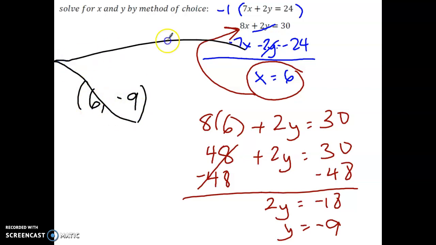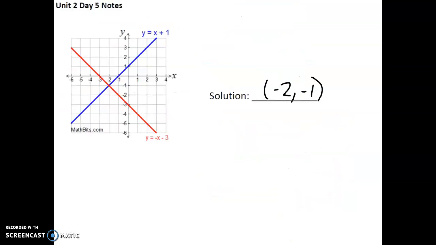Okay, think about the three types that we had. I don't know why my pen just stuck there. The three types that we had: will the two lines cross? Will they be parallel, or will they be the same line? Well, look, we have one solution, so therefore it must be this type. The two lines crossed each other, and we have one solution. Okay, let's go on to another one.